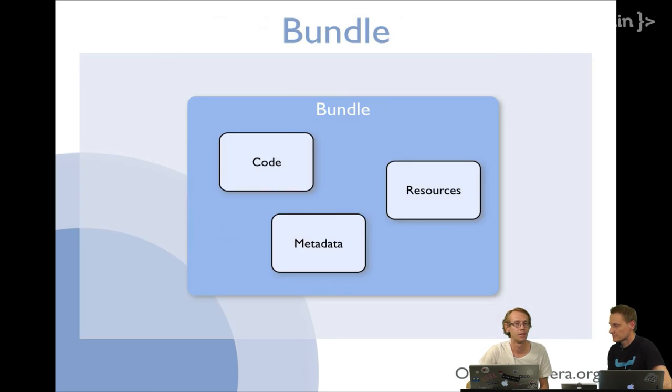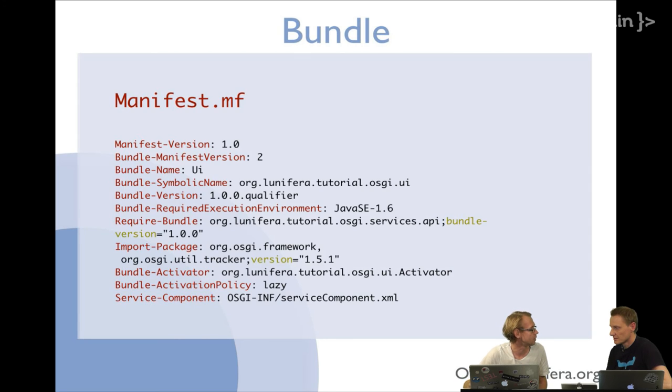A bundle is an atomic element of OSGi. It consists of code, metadata, and resources. It's nothing more than a JAR file with an extended manifest.MF. You have to put in your bundle symbolic name, your bundle version, and so on. And then suddenly it's a bundle, and you can run it in your OSGi application.